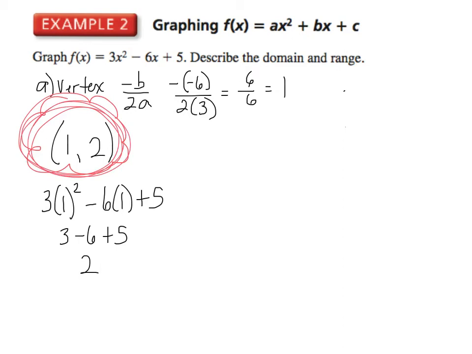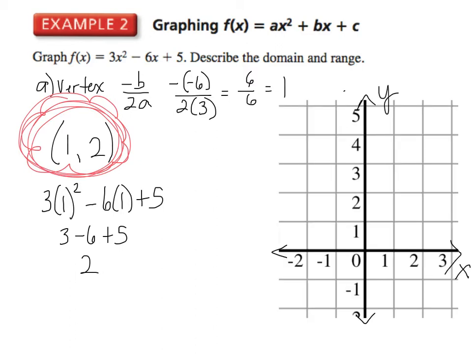So this is it. This right here is my vertex. That's where you start. So I'm going to graph the vertex 1, 2. So I'm going to put 1, 2. There's my vertex. Now your axis of symmetry is x equals 1. So we know whatever point I get on one side would have to be symmetric on the other. So actually, I'm just going to color that black here. There's your axis of symmetry.